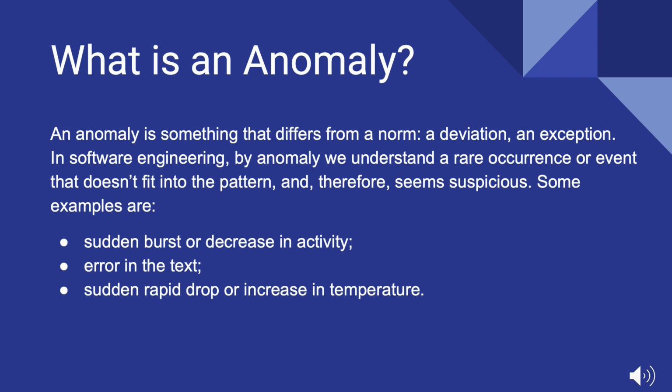Before talking about anomaly detection, we need to understand what an anomaly is. Generally speaking, an anomaly is something that differs from a norm, a deviation, an exception. In software engineering, by anomaly, we understand a rare occurrence or event that doesn't fit into the pattern and therefore seems suspicious. Some examples are an error in the text, or a sudden rapid drop or increase in the temperature. And common reasons for outliers are data processing errors, noise, fraud, attacks, etc.